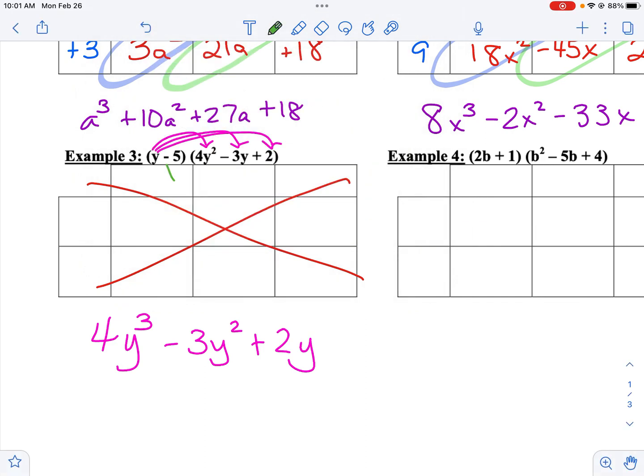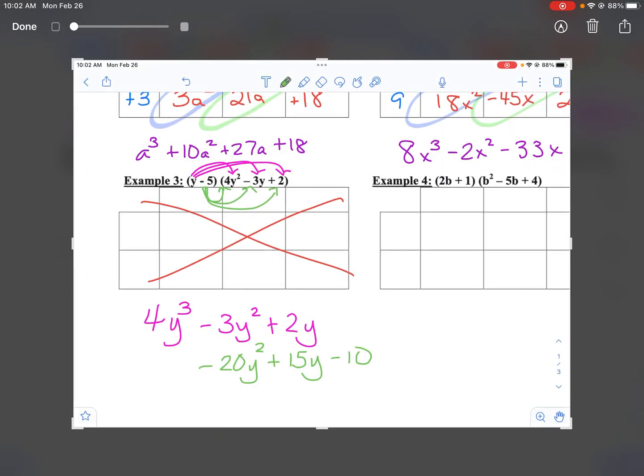Now I'm going to change color so you can see it. I'm going to take negative 5 times 4. And I'm going to line it up underneath this one because see how the y squareds match? And then the same thing happens here. Negative times a negative is a positive. And 5 times 3 is 15y. And then I'm going to take negative 5 times positive 2 and get negative 10.